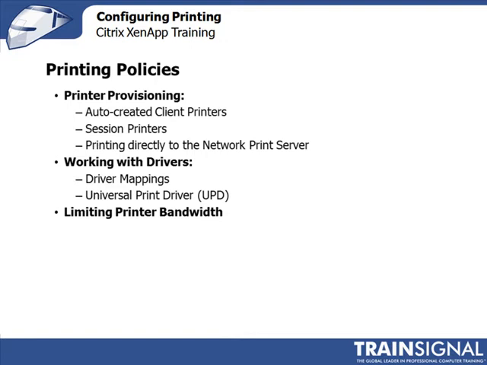Then we're going to talk about session printers. Session printers is a way for you to augment what the user is getting from a printer's perspective. So they're automatically getting their auto-created client printers, but if you want to make available certain network printers for users in a certain area, you can add those via policy, and we'll talk about that as well. Then we're going to talk about printing directly to the network print server. What are some of the advantages? And I'll show you the policy where you can go and enable that, so it's printing directly to the network print server and not having to go from XenApp, the client, to the network print server to the print device.